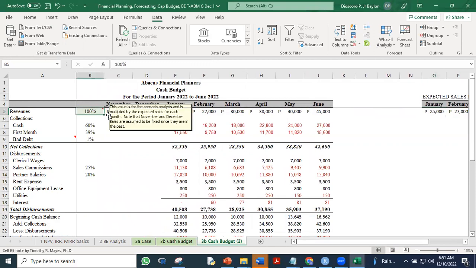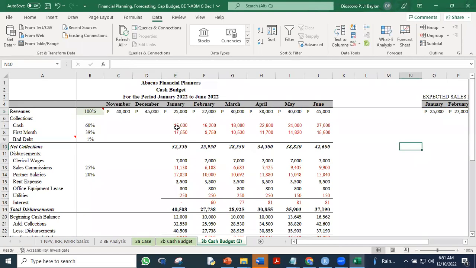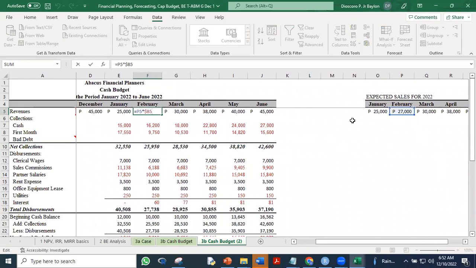So if we put here 100%, this is already the recorded sales on November and on December of 2021. And what we're going to do here is multiply our sales in January with the case. So if it's 100%, then we expect this to be 25,000 also because it's the base case. We call it the base case. And then we just copy this formula to the right. So if you take a look at this formula, this is 100% times the expected revenues in February.